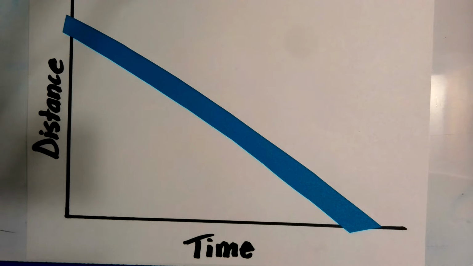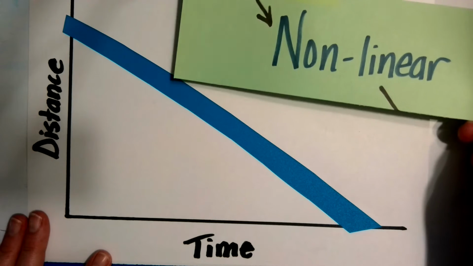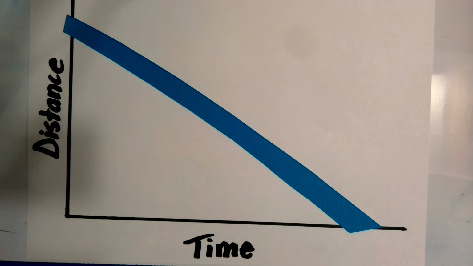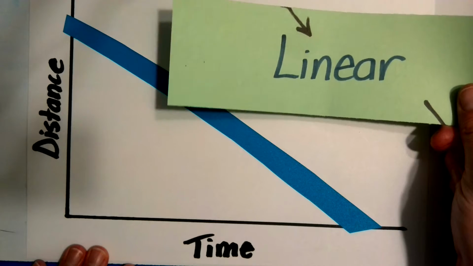Now let's look at a couple different other ways to describe this. You also notice that this is a line, a straight line. So we would call this a linear slope.